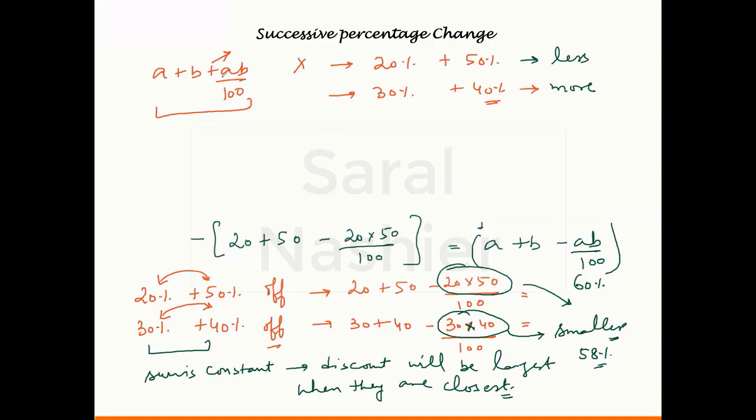Reason? This time the formula is A plus B plus AB by 100. So for both of them, A plus B is 70. But in the first scenario, A into B is 1000, and in the second scenario, A into B is 1200.